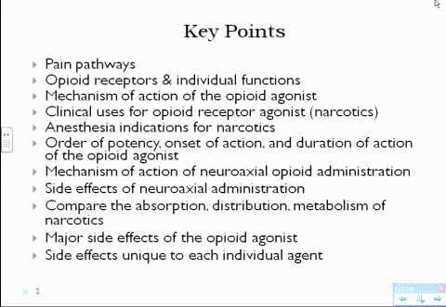So I'm going to go over pain pathways a little bit, then opiate receptors and mechanisms of action, then the actual clinical uses of narcotics. Anesthetic indications, orders of potency, onset of action, and duration will be discussed for all the agents. The mechanisms of neuraxial opiate anesthesia will also be discussed in the next hour. Then side effects, and we'll try to compare absorption, distribution, and different forms of metabolism of narcotics, which are mostly similar to each other, but there are some slight differences, and you need to understand those. Then the major side effects of the agonists, and at the end of the last hour we'll talk about the antagonists, how you reverse some of these effects.